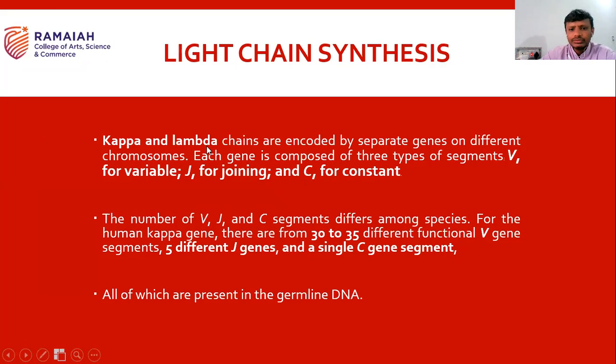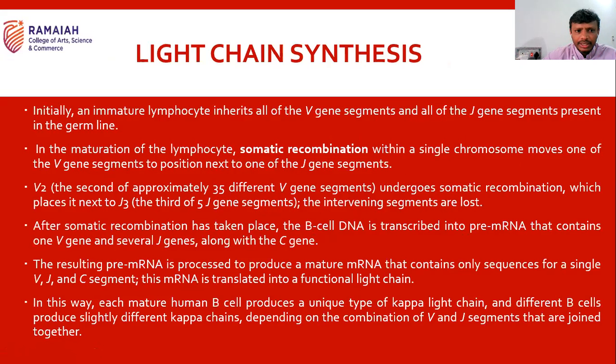So as you can read here, the kappa and lambda chains are encoded by separate genes on different chromosomes. Each gene is composed of three different types of gene segments: variable, joining, and constant. All of these are primarily present in the germline DNA in the B cells.